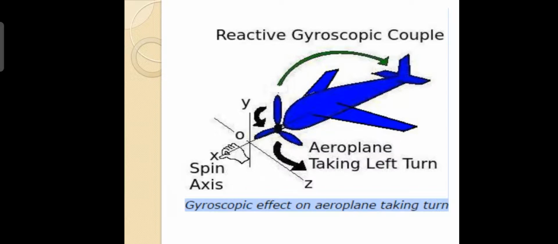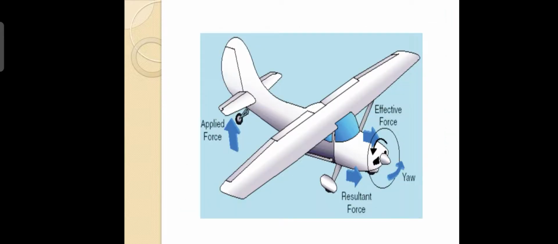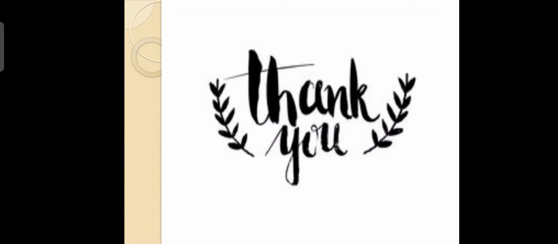This is the diagram of the gyroscope effect on an aeroplane taking a turn. This is the aeroplane, the applications of aerodynamics in gyroscope. Thank you.